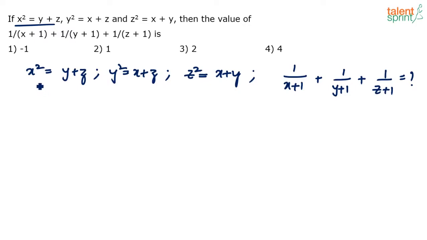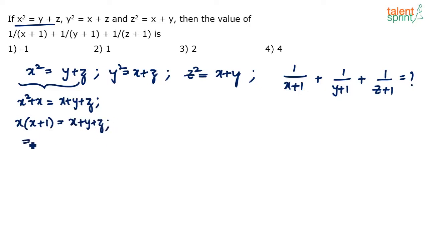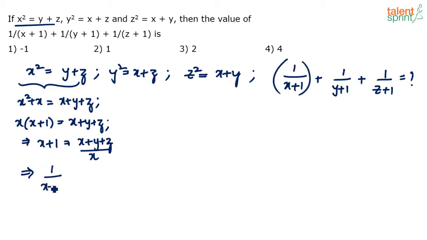Ideally, what you have to do here is look at the first equation, x squared equals y plus z. Let's add x on both the sides. So what do we get? x squared plus x equals x plus y plus z. Now if we take x common here, what do we get? x times x plus 1 equals x plus y plus z. Or from that I can say x plus 1 equals x plus y plus z by x. Again, remember, you can cut down a few of these steps. What I really need is 1 by x plus 1, but what I've got is x plus 1. So 1 by x plus 1 will be equal to x by x plus y plus z.